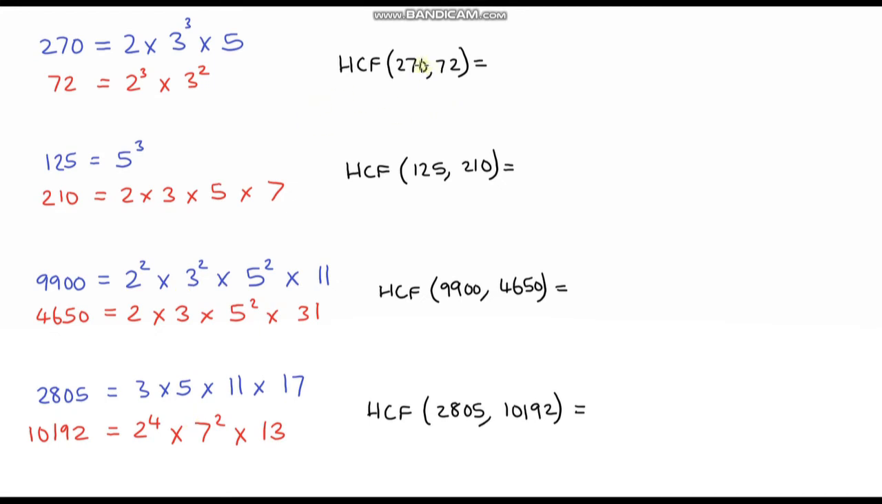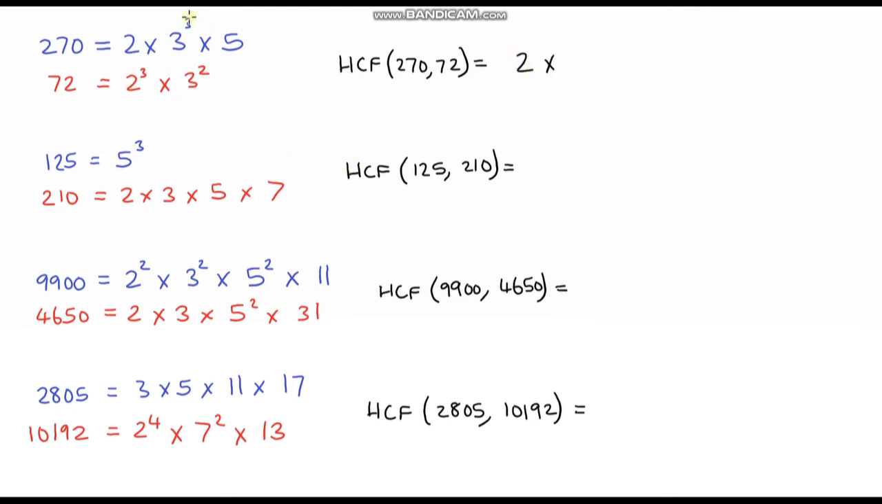Okay, so the first one, 270 and 72. What do they have in common? What prime factors do they have in common? Well, 270 has got a 2 and so does 72. Well, 72's got 3 2's, but we've only got 1 here, so we can only use one of these 2's.